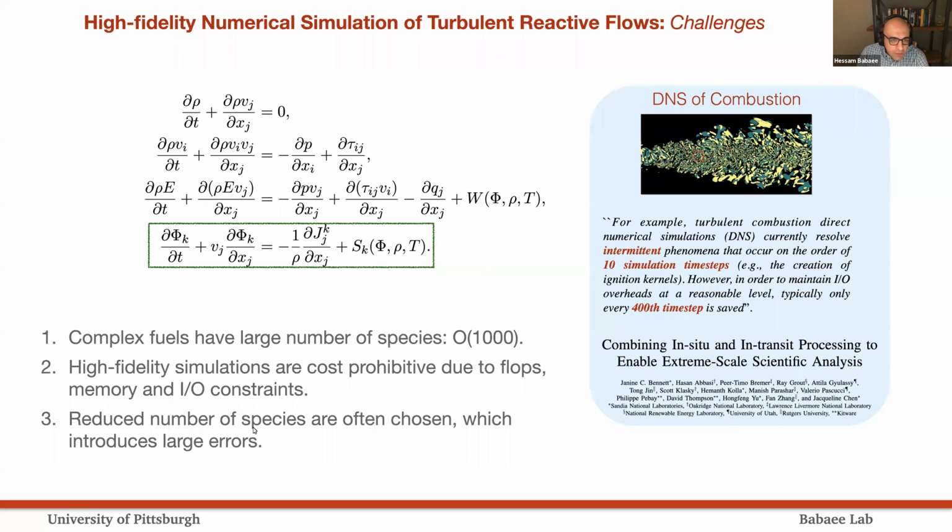And so typically what is done is that instead of solving, let's say, 1,000 species, a skeletal model reduction is done, and then a smaller number of species is chosen. So basically, a lot of species are eliminated. And that could be a major source of error, because it's extremely difficult to know which of those species you have to keep. Some of them are clear, but not all of them.